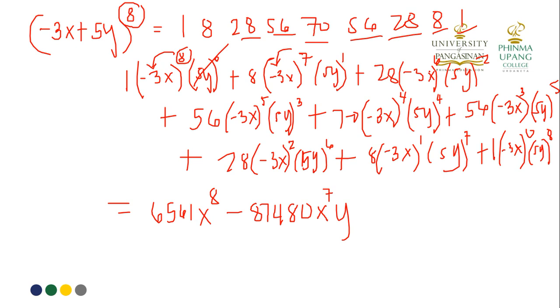Since positive yung even number yung ating exponent na susunod, so magiging positive. So, plus na yan. Okay, go. Answer. This 28, what is negative 3 raised to 6? Tapos, 5 raised to 2. Then, times 28. So, yun yung gagawin ninyo. 510300. X raised to 6, then y raised to 2. Next, syempre, minus na yung susunod dyan.